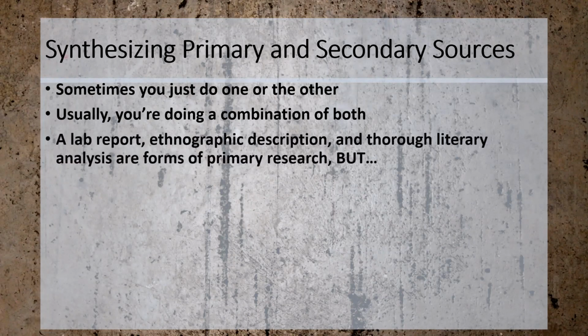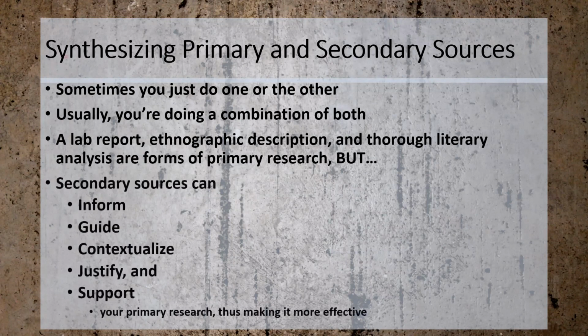So a lab report, right, from just your own experiment, or an ethnographic description of a population you're observing, or just a thorough literary analysis. These are forms of primary research, but secondary sources, as I've said, can help inform your decisions. They can guide your decisions or your methods. They can provide useful background context and information. They can justify your decisions, especially in terms of research methods, right?